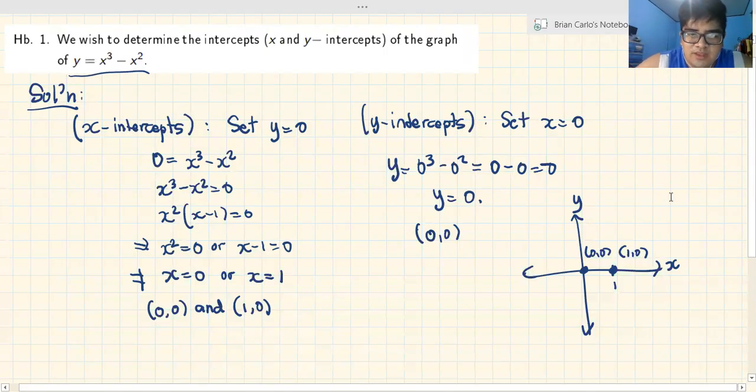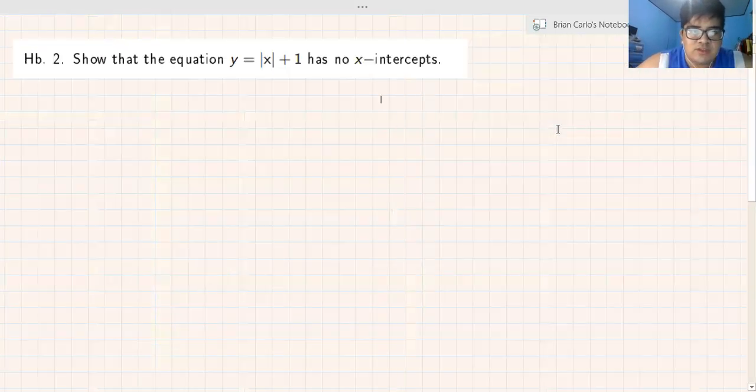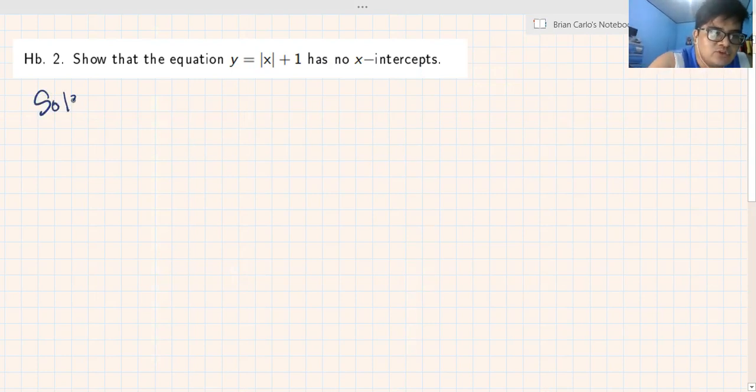Ayun. Let's say we have another example. Show that the equation y is equal to the absolute value of x plus 1 has no x-intercepts. Paano natin yung mapapakita? Hindi na natin kailangan pakialaman yung y-intercept kasi hindi naman hinahanap. Ngayon, let's have a solution. Ngayon, x-intercepts.